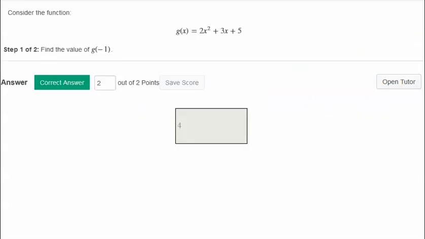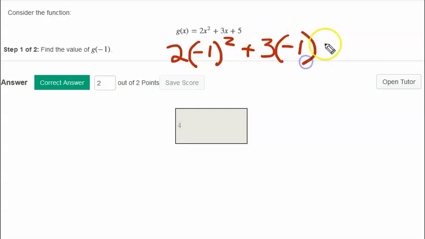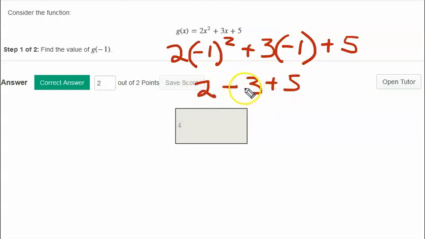For this one, again, you want a protocol for doing it. You're going to substitute a negative 1 for the x term. So negative 1 squared. Again, you could put this in your calculator, it should work for you. Negative 1 squared is a positive 1, so this becomes a 2. Minus 3 plus 5. So 7 minus 3 is 4.